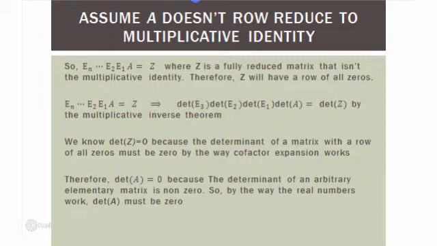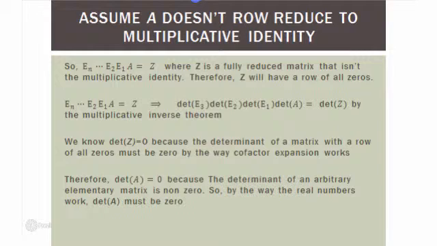So now we know, again, that we can split up these matrices with the determinant because they're elementary matrices. So determinant of the string of each elementary matrix times the determinant of A equals the determinant of Z by the multiplicative inverse theorem. And we know the determinant of Z equals 0 because the determinant of a matrix with a row of all zeros must be 0 by the way cofactor expansion works. If you don't believe me, you can go ahead and try it. But that's just the way that we've defined cofactor expansion.